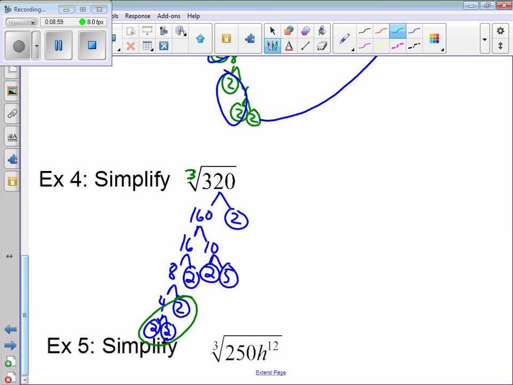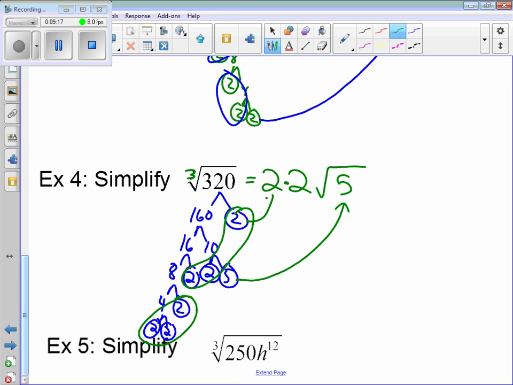Oh, just kidding, there's 3 2s, so I write 1. I have 3 more 2s, so I'm going to write another 2. There's a 5 left over, so that goes underneath. So this 5 goes here, 2 from this, 2 from here. Rewrite it. 2 times 2 is 4, cube root of 5. Don't forget that cube root.